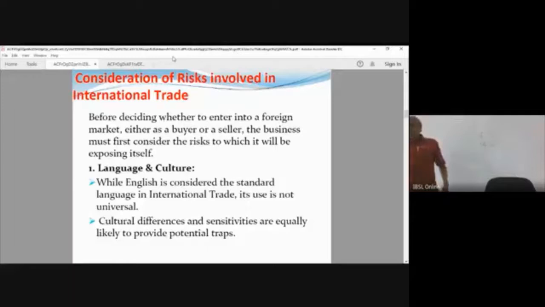Now we'll see what are the considerations of risk involved in international trade operations.